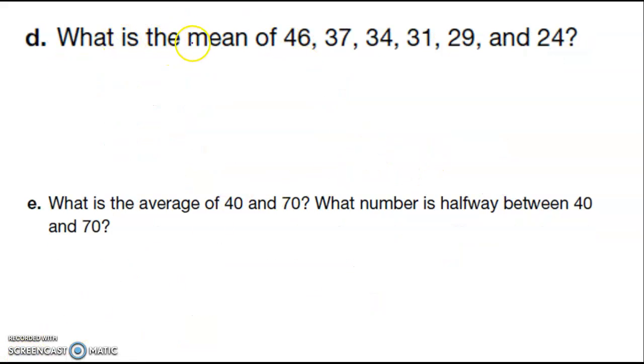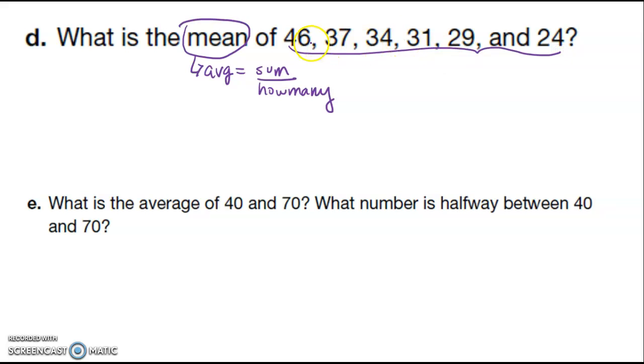Okay, so this says, what is the mean? Mean is another word for average. And we know that the average of something is the sum over how many. Okay, so I'm going to go ahead and take the sum. I have 46 plus 37 plus 34 plus 31 plus 29 plus 24. Let me plug that into my calculator.